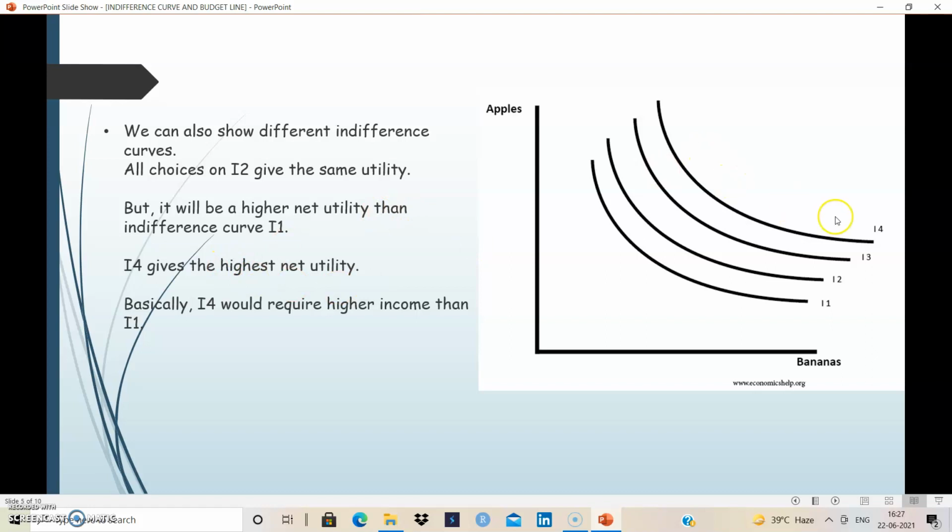I4 gives the highest utility, but to reach the utility of I4, we need to have higher income, and that is very difficult to obtain. And I1 will give the least utility, but with the least of the income we can have it. The best one we can say is I2. It will give us more satisfaction and with a proper income. For I2, we don't need very high income, nor very little income. I2 will give us more satisfaction than I1 but less than I4.